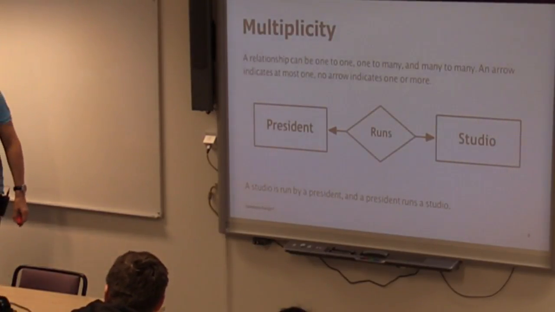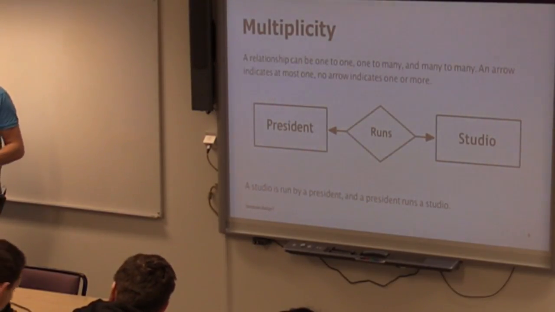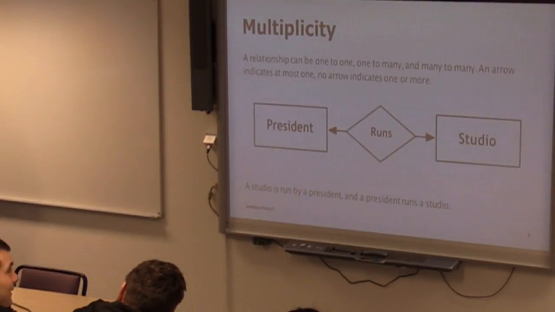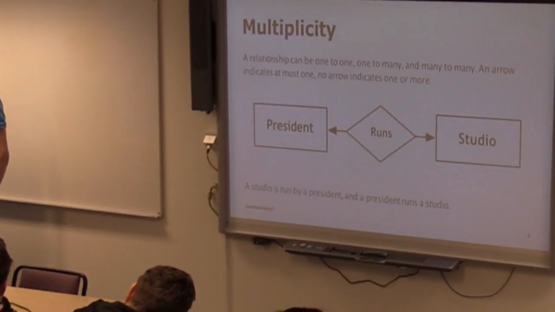And those of you who know how to model things in UML know that you can use that thing in a class diagram as well. Okay, so one to many, many to one, or one to one. Those are the things.